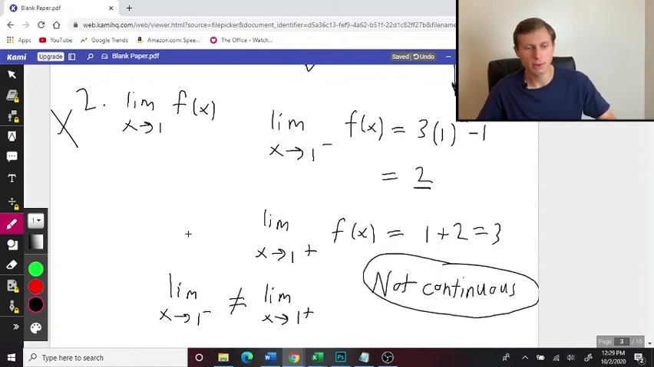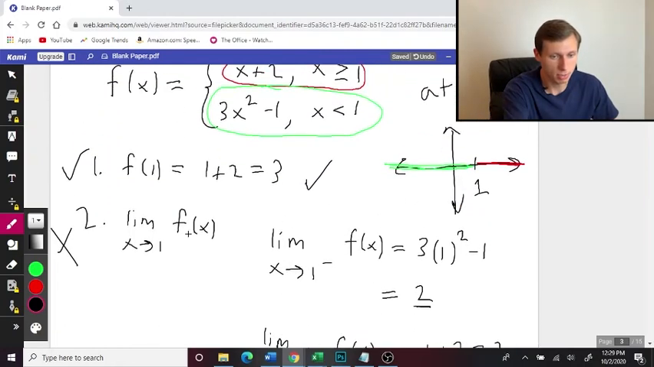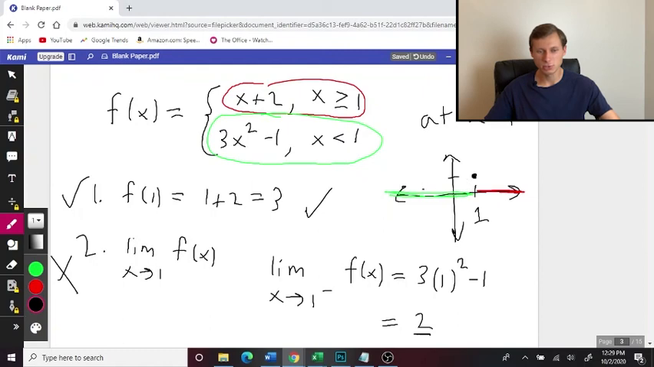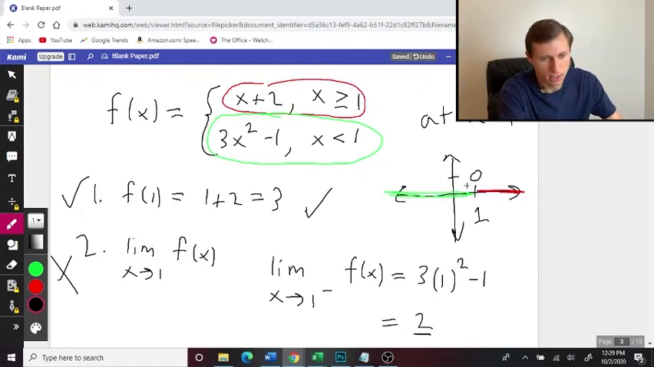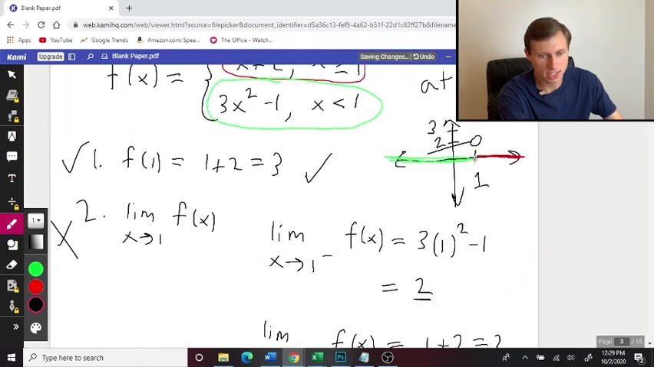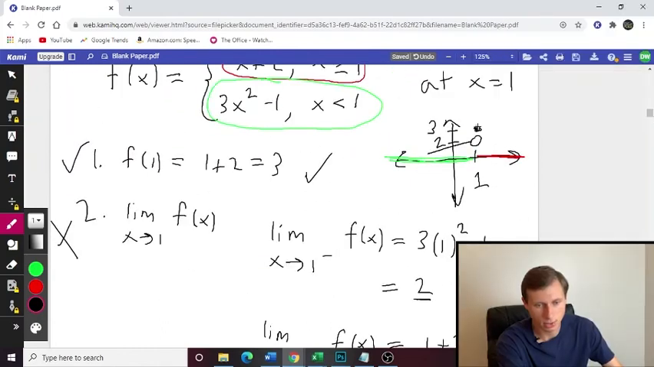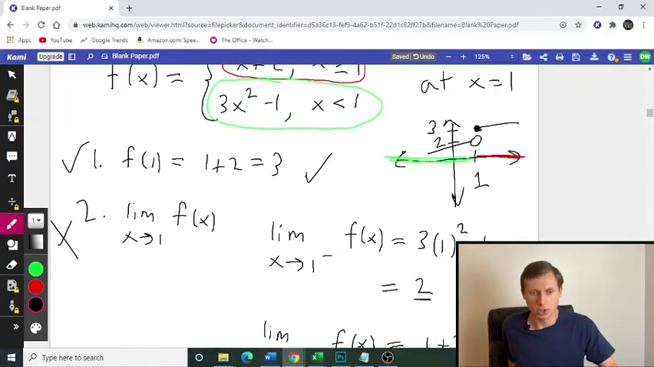And really, if we're thinking about what's going on at this point 1 here, pretty much we know that it's approaching this point here, 2 from the left, and it's actually going to be an open circle there since it's the less than sign. It's approaching 2 there, and then it's approaching 3 from the right side, so it would be a closed circle at 3, and then whatever that function happens to look like. So in a very rough sense, this is what that graph looks like.